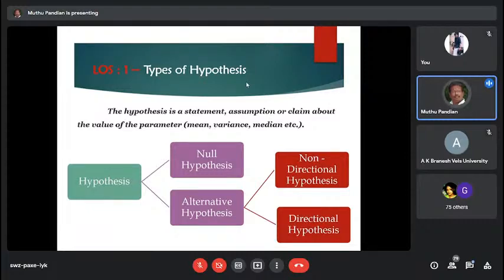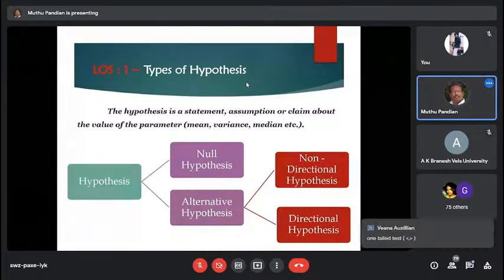or female willpower is less than male willpower, like that I want to prove, that is a directional hypothesis. Otherwise, we may term it a one-tail hypothesis or one-tail test.